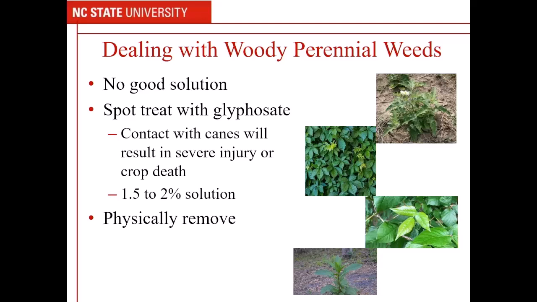We can spot treat with glyphosate, but you have to realize that when you do that, you're probably going to sacrifice or damage the caneberries that are close to where you're making those applications. A 1.5%, 2% solution of glyphosate works pretty good on Virginia creeper as a spot application in late summer and fall. Pretty much the same thing for poison ivy. Pokeweed is a little bit easier to control with a spot spray when it just comes up in the spring. So that would be when you would take care of that.